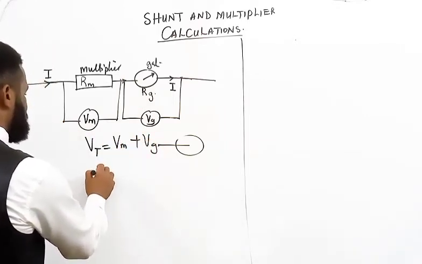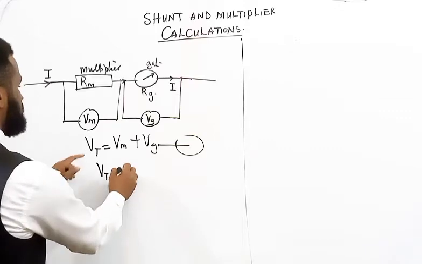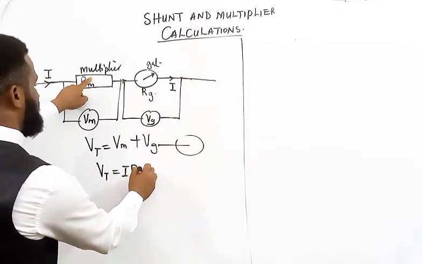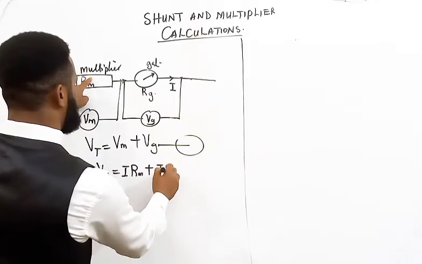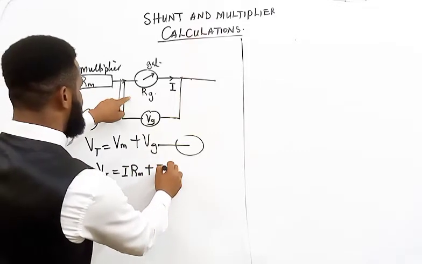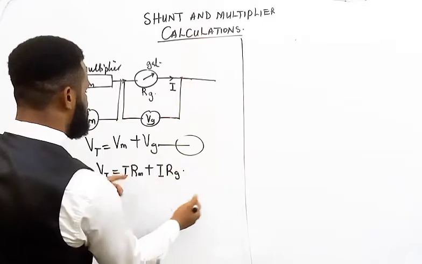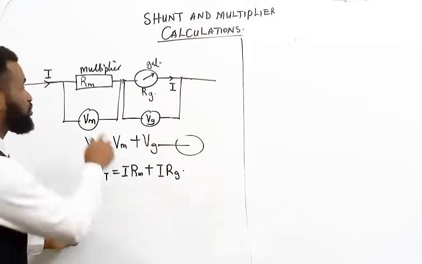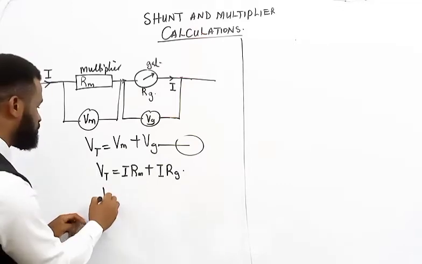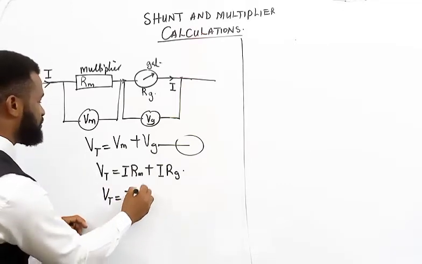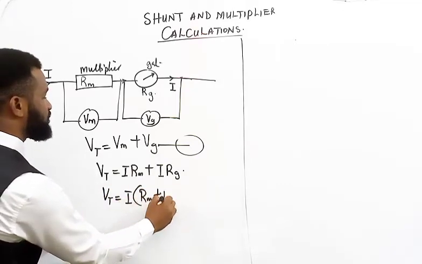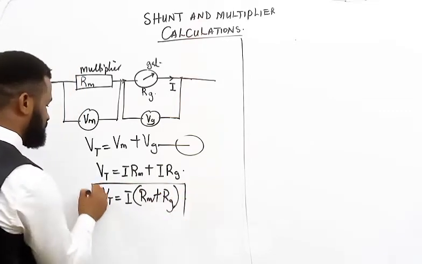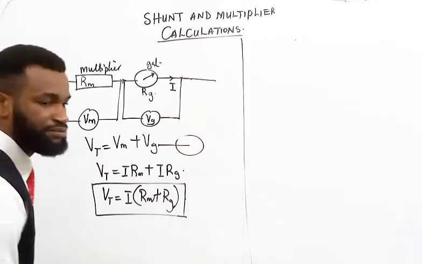Now, what is the total voltage? Vt is equal to the current across the multiplier times the resistance of the multiplier, plus the current across the galvanometer times the resistance of the galvanometer. If you notice this, the same current is flowing through all of them. So Vt is equal to I times the bracket Rm plus Rg. This is what I'm going to use to solve any problem.